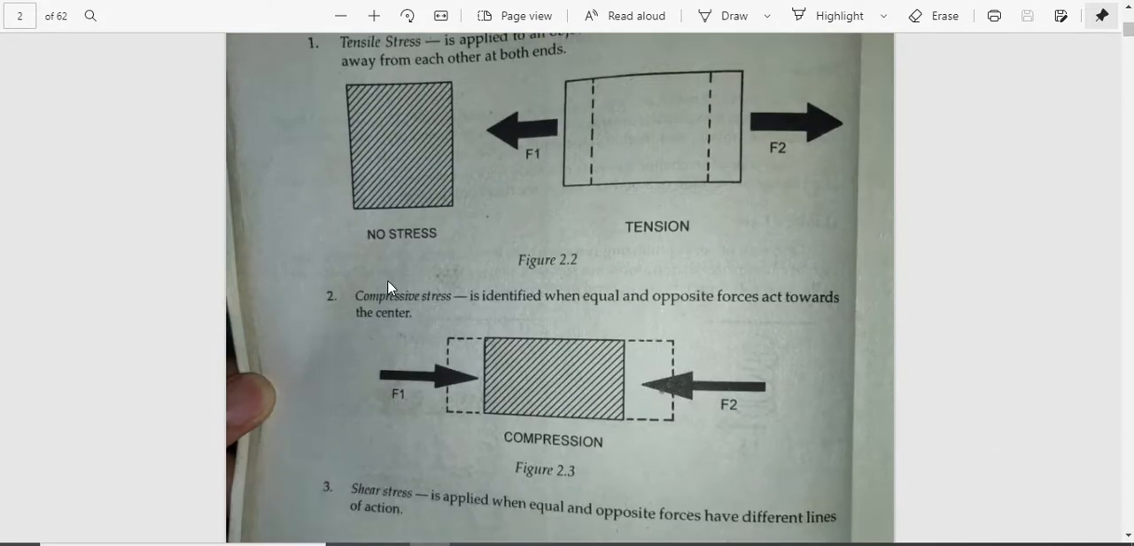Next is your compressive stress. It is defined by equal and opposite forces acting towards the center. You have here the illustration, where you can see the broken lines.